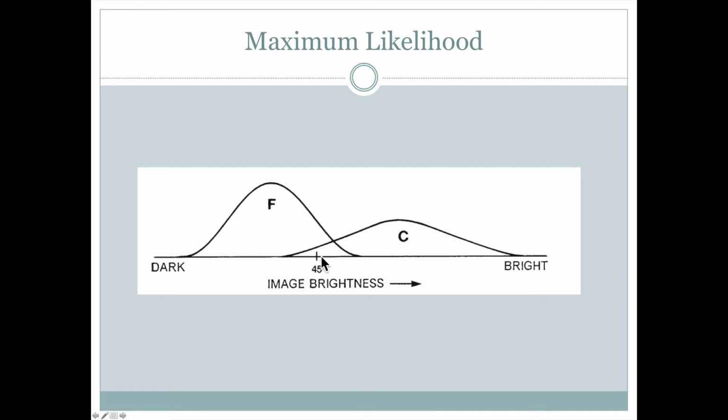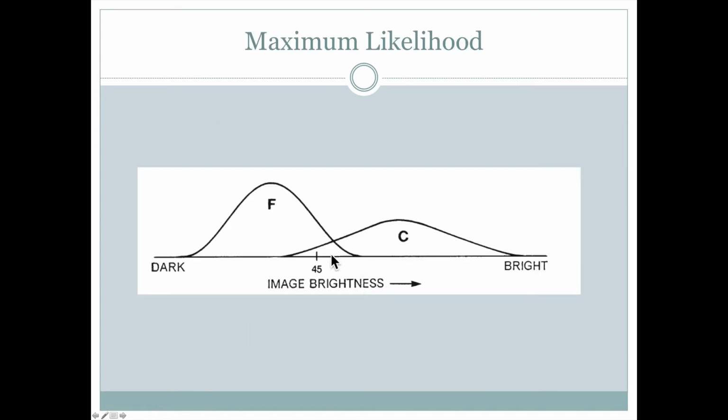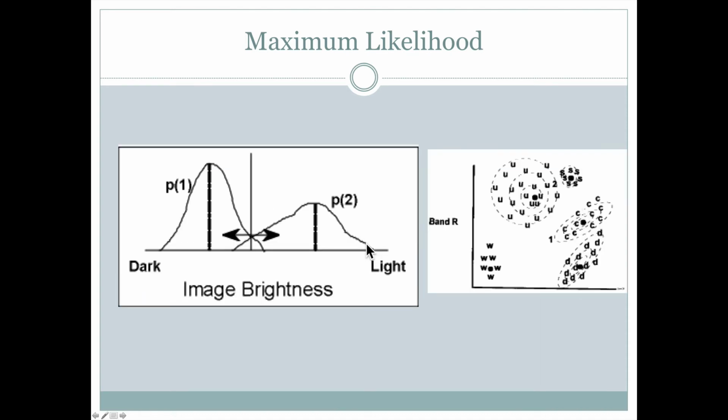And there might be some brightness values where it could be either one. Once again, this is kind of an ambiguous one, like these points that occur in both parallelepipeds. We just don't know which one. If we had an image that had a brightness value of 45, we just wouldn't know if that belongs to forest or to the cropland.